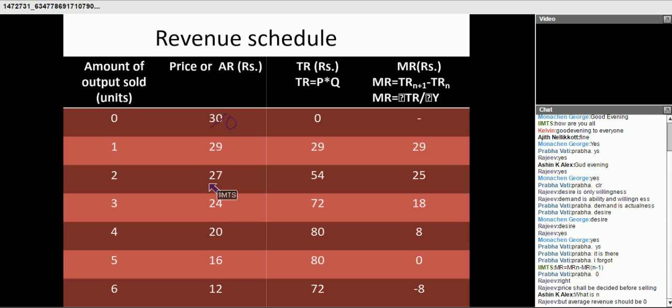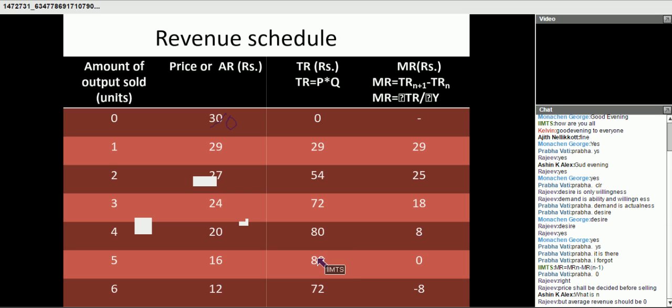Okay, so we can see that in the table, the price or average revenue is decreasing. Per unit it's going down. So how do we calculate the total revenue? For the first it will be 1 into 29. For the second it will be 2 into 27. Then 3 into 24. So 72 is the answer. 4 into 20. 5 into 16. Then 6 into 12. Okay. So that is the total revenue column.